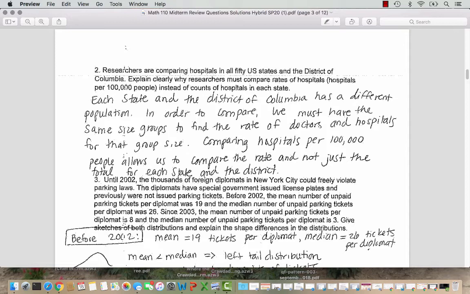So we know each state and the District of Columbia has a different population. A state like California has the most people in the country, and so if you just compared numbers in California to numbers in places like the District of Columbia, which is much smaller, the counts in California would be much bigger. So in order to do a fair comparison, we want to look at the rate. So we say in order to compare, we must have the same size groups to find the rate of doctors and hospitals for that group size. Comparing hospitals per 100,000 people allows us to compare the rate and not just the total for each state and the district.